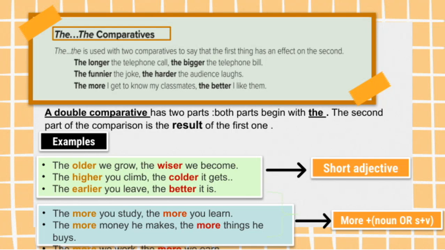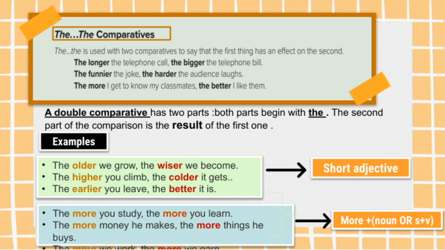Let's take a closer look at how we use more with nouns or verbs to make comparisons. When we say more plus noun or more plus subject plus verb, we're emphasizing an increase or a greater degree of something. Now notice how we also use short adjectives in these structures like older or wiser to compare qualities. For example, the older we grow, the wiser we become. This shows that as time passes, our wisdom tends to increase. Similarly, we can compare different situations. For instance, the higher you climb, the colder it gets. Climbing higher leads to colder temperatures, which makes sense because of the altitude.